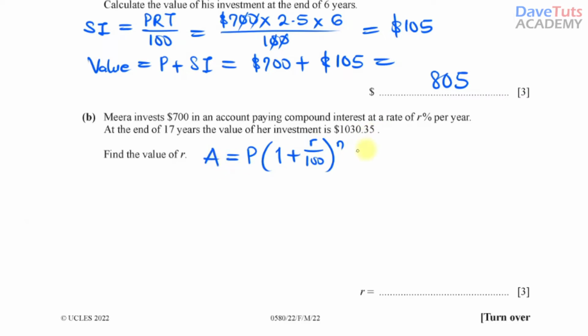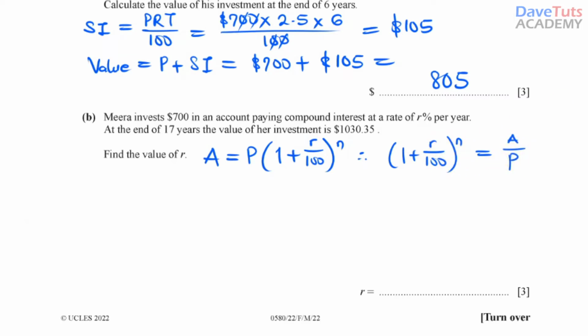1030.35, which is A. I like to make the unknown the subject of the formula in this case. So if I divide by P, then what I'm going to have is (1 plus R over 100) to the power of N is equal to A over P.